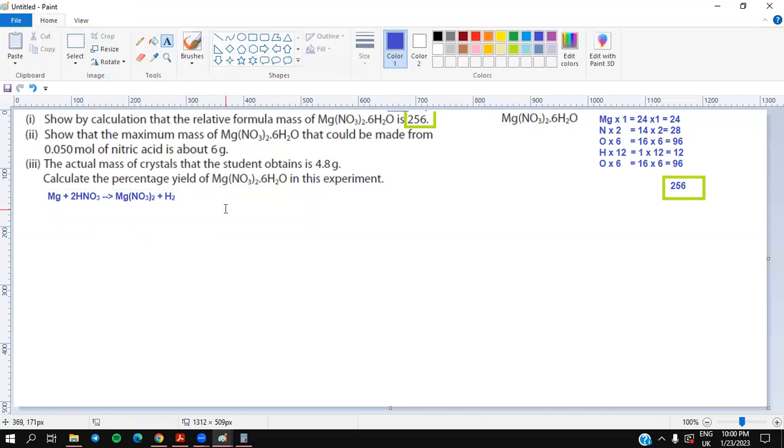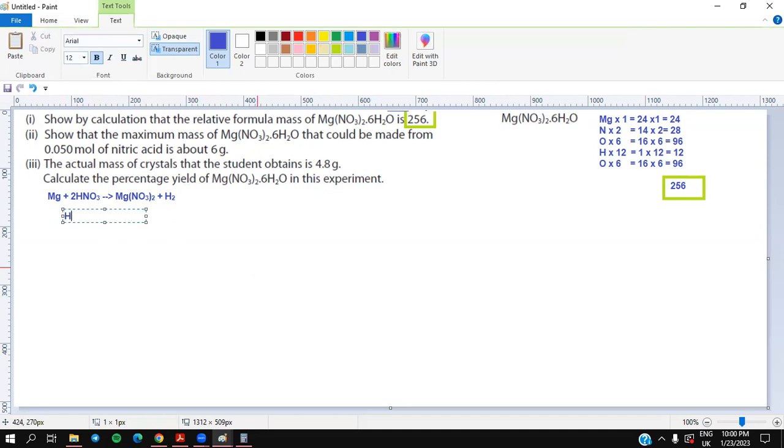Now this is going to be a stoichiometric calculation as I had taught in the class. The question was to find out whether 6 grams of magnesium nitrate is formed when 0.05 moles of nitric acid is used. The question is about HNO3 and magnesium nitrate.